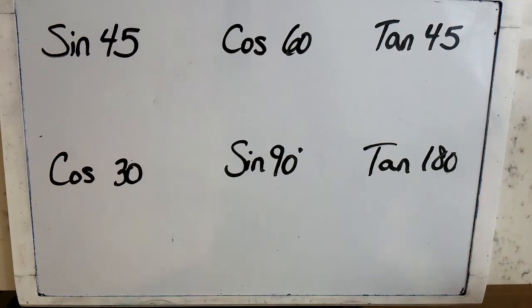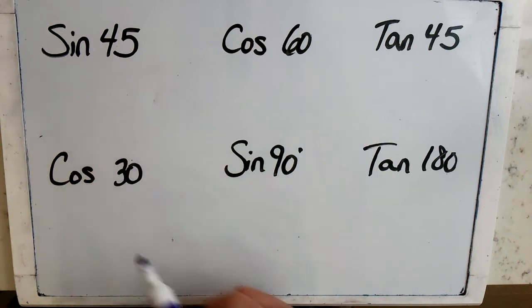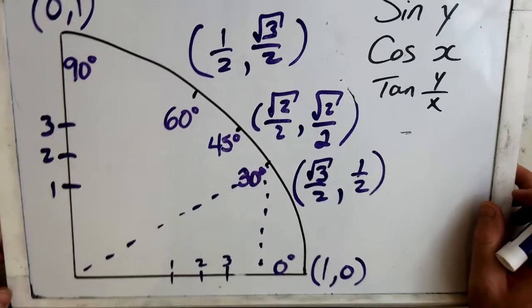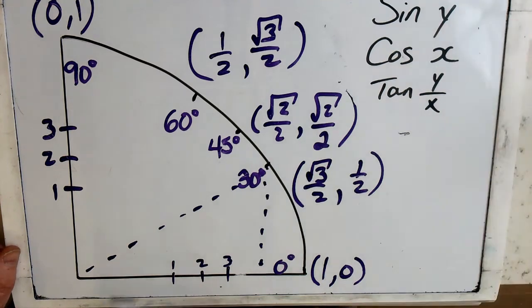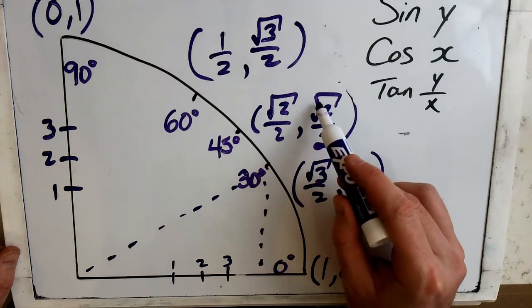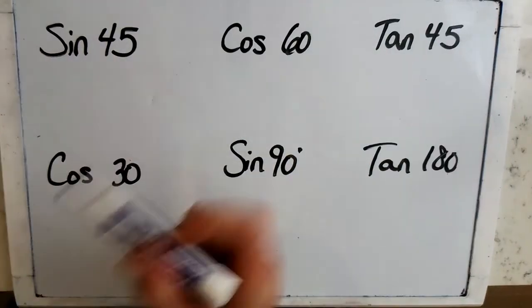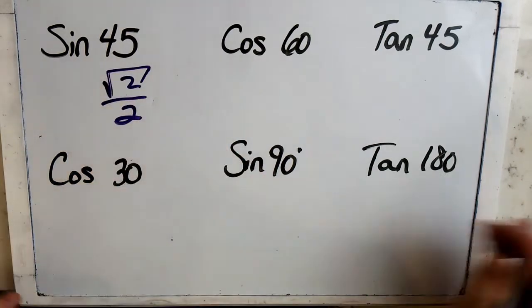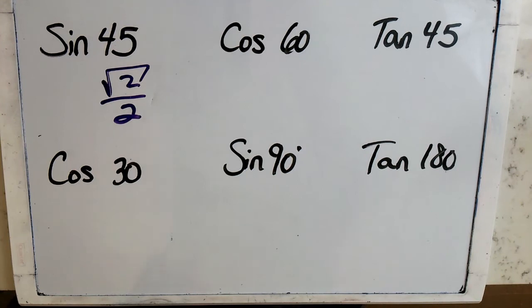So now that we've built the unit circle, how do we use it? So the first question we have is sine 45. We're not going to put it into a calculator. We're just going to look at our unit circle. Now, sine is the y-coordinate. So I'm going to go over to 45 degrees and find the y-coordinate, root 2 over 2. No decimals, exact values only. That's the benefit of the unit circle.